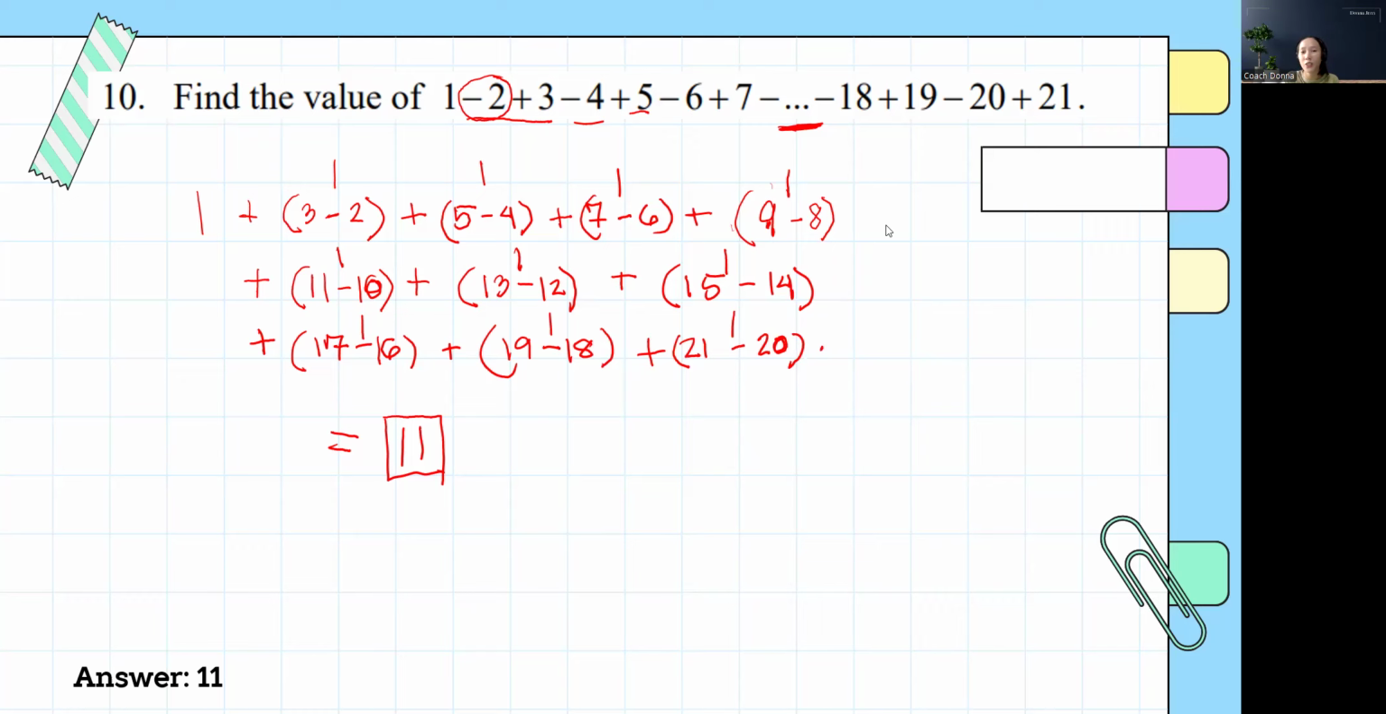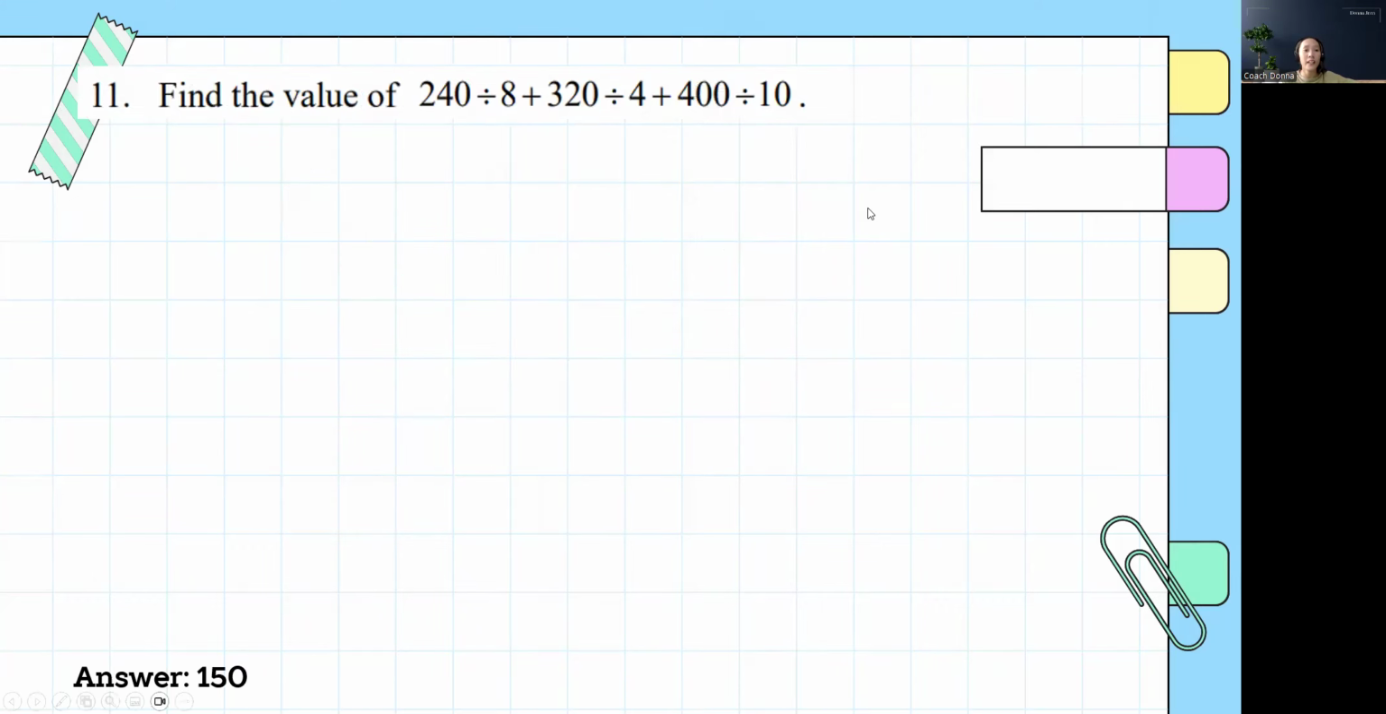That's it. Let's proceed to number 11. Number 11, find the value of 240 divided by 8 plus 320 divided by 4 plus 400 divided by 10. Just like in multiplication earlier, when it's a number ending in 0, we can just set aside the 0 for later. So let's divide 24 by 8.